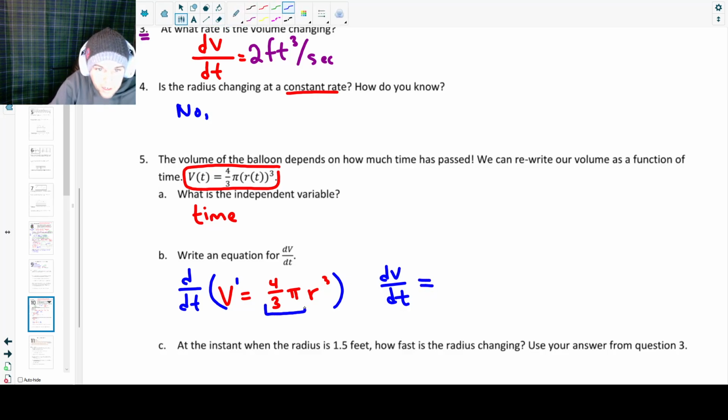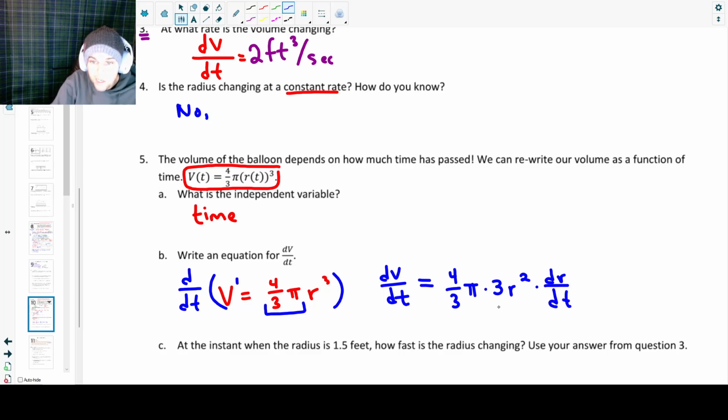This part here is a constant, so we're not going to mess around with that, but we have r to the third power. So it's going to be 4/3 pi times r to the third power. Derivative of r to the third power is going to be 3r squared. Again, because we're not taking the derivative with respect to r, we're taking it with respect to t, we're going to do that as times dr/dt. Applying the chain rule there because r is dependent on t. r is actually its own function that depends on time.